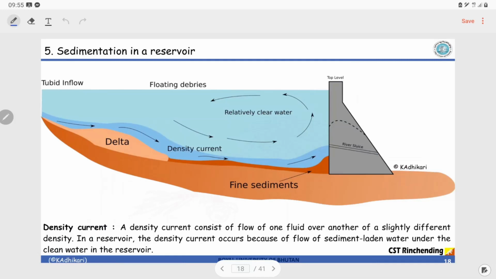When you are building a dam across a river, the velocity of that river is zero at the dam side. So all this load that the river was carrying previously, because the water had the energy, now the water does not have this velocity because of the construction of the dam. So it will simply start to deposit.